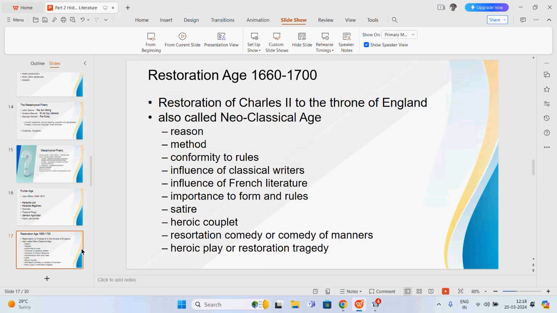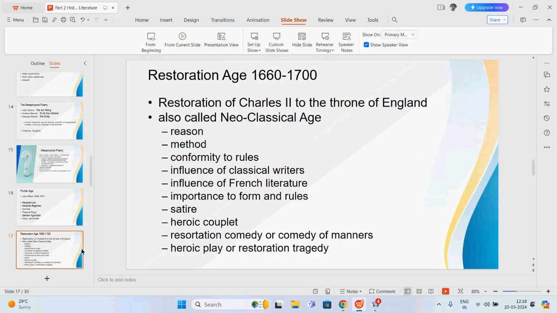This is the age in which more importance is given to reason, to method, to conformity of rules. There is another slide on this. We find a lot of influence of the classical writers, because these writers felt that they should draw their inspiration from the classical writers. Because Charles II lived in France for a long period of time, we find the influence of French literature, especially on comedy.